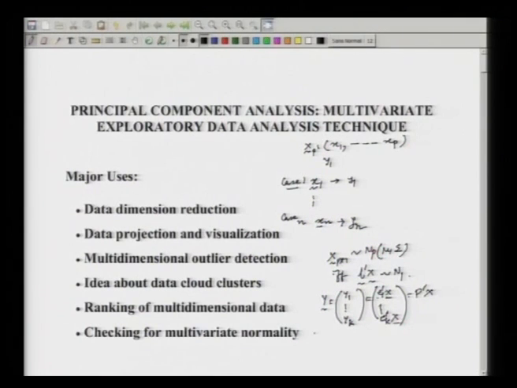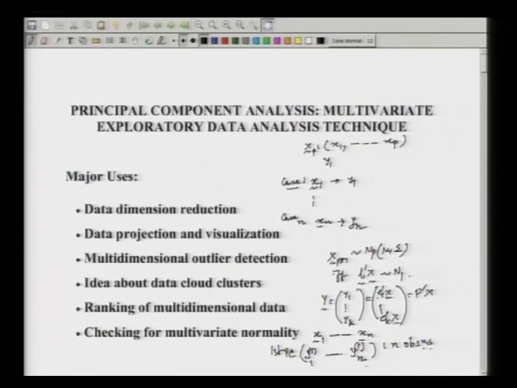You may also have a sample of size n. So, you have x 1, x 2 to x n from this multivariate normal population, and you check the first principal component. What are the observations? For y 1, you have these n observations, so basically you now have a sample of size n from a univariate normal distribution.